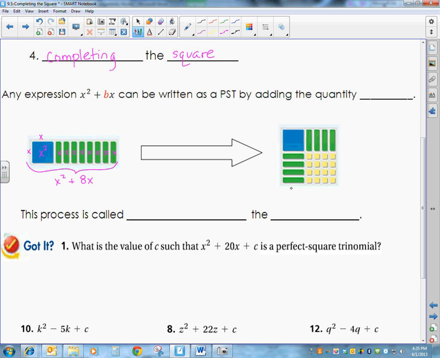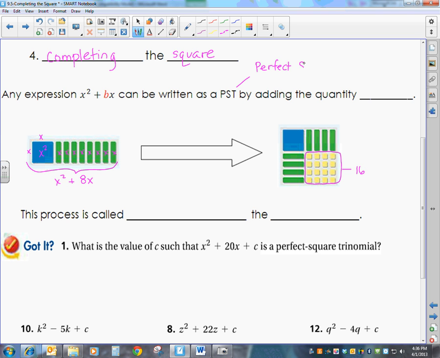But if I rearrange my tiles, and you can see that by rearranging the green ones and then adding this group of yellow ones, which you can see is 16, now my tiles are arranged in the form of a perfect square, which is what we're trying to get to. Our PST that we've referred to often is what we call our perfect square trinomial.